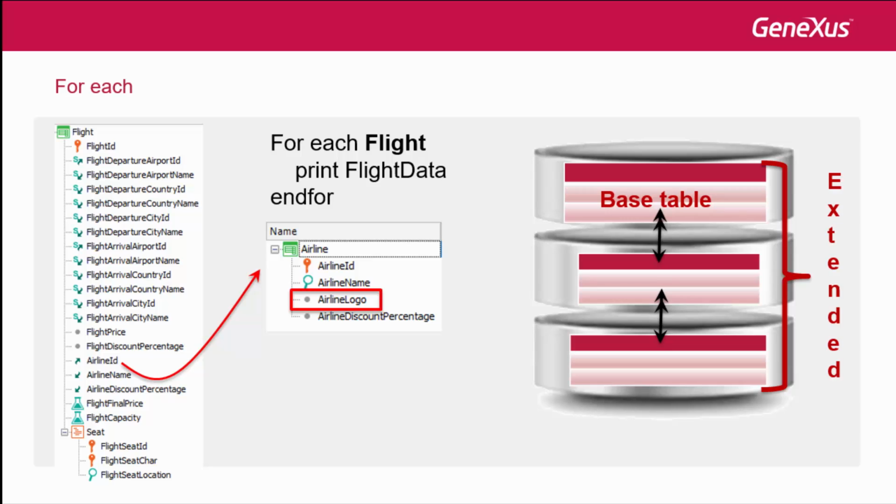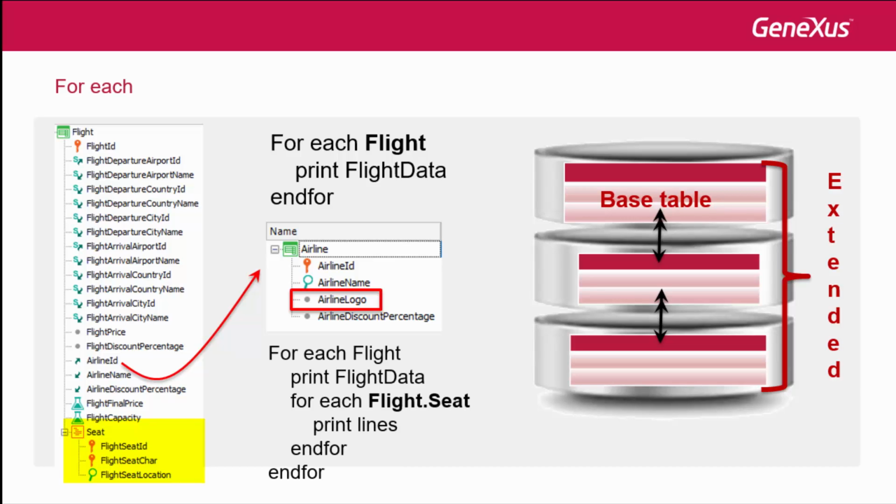It is in fact important to point out that, with a for each like the one referred above, we will only navigate the headers of flights, and not its lines. Lines may not be reached by the for each. To navigate lines, we must nest another for each with flight.seat as the base transaction. That is to say, corresponding to the second level of the flight transaction.